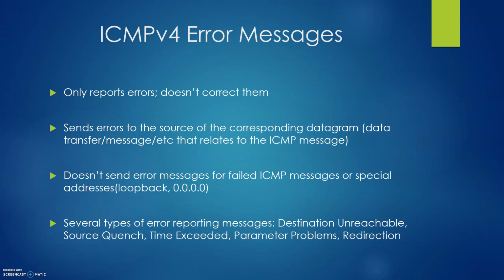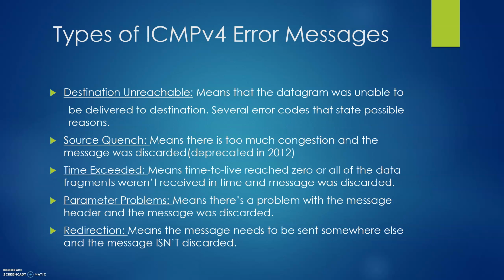There are several types of error reporting messages: destination unreachable, source quench, time exceeded, parameter problems, and redirection. So five types total. Destination unreachable just means that it wasn't able to reach where it wanted to go. There are a ton of reasons, and I'll go over the reasons in a minute. Source quench is actually deprecated now, in 2012, but it was originally meant to signal that there was too much congestion on the network, so it would just discard the message.